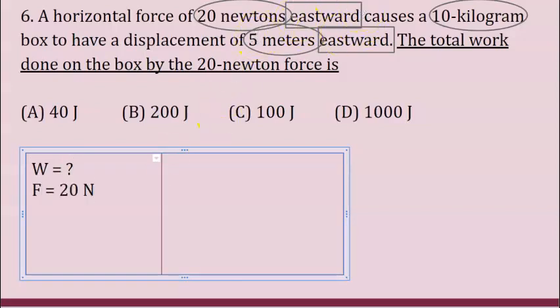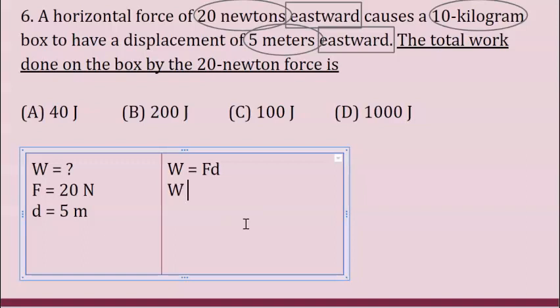I put a box around eastward so that I can make sure it matches up with my distance. If my force is 20 newtons and it's eastward, whatever distance I choose must also be in the east direction, or displacement. And so they gave me a displacement of 5 meters, and it does match because they're both east. So I'm good to go. 10 kilograms is extra information. I don't need that. It does not show up in the formula, and they already gave me a force that matches with the distance, so there's no need to try to change this into a force of gravity.